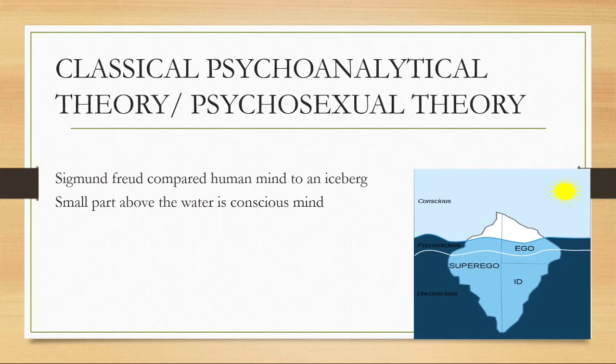We have three components. The id is the most primitive part of personality. It is the basic structure of personality which serves as a reservoir of instinct. Whereas the superego is that part of personality that is the internalized representation of the values and morals of society as taught to the child by parents and others. It is essentially an individual conscience, and it judges whether the action is right or wrong.